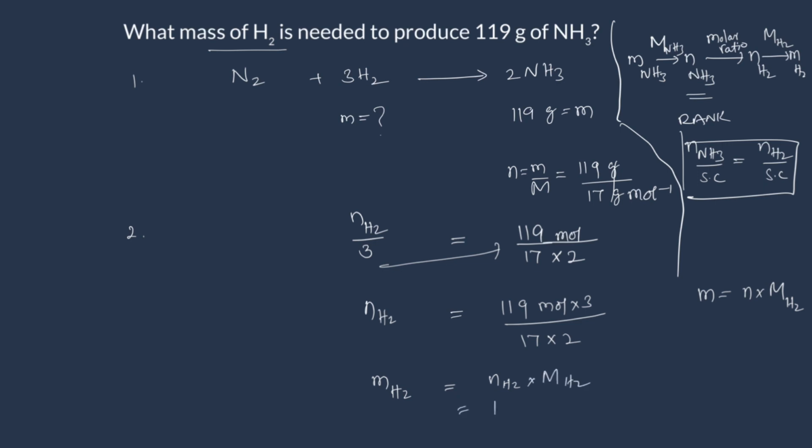Therefore, moles of hydrogen is 119 mole into 3 divided by 17 into 2, and this is multiplied with the molar mass 2 gram per mole. Then mole and inverse mole cancel, and after all this calculation you will get 21.1 gram of hydrogen needed to produce the 119 gram of ammonia. Like this we have to calculate.